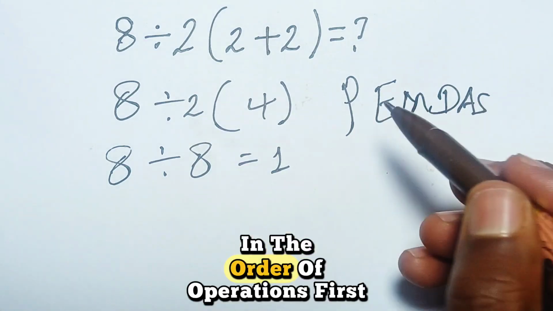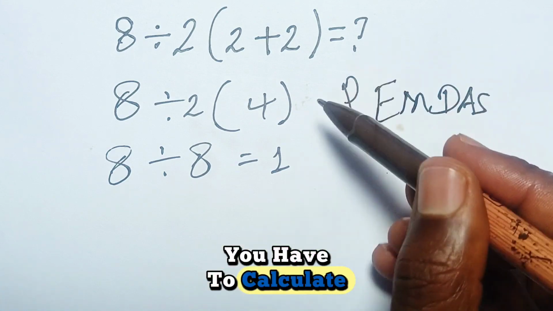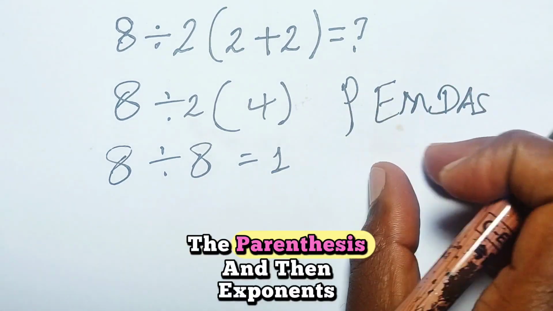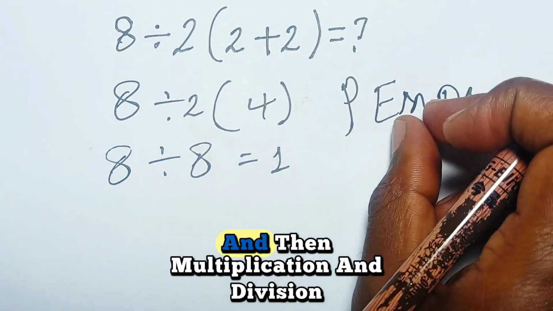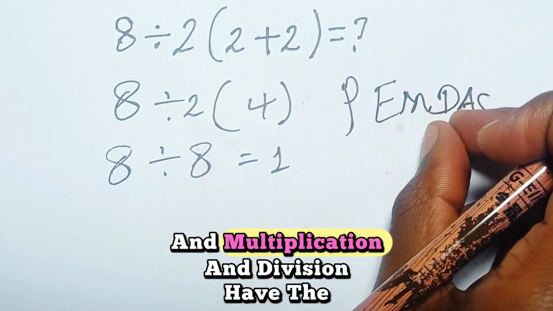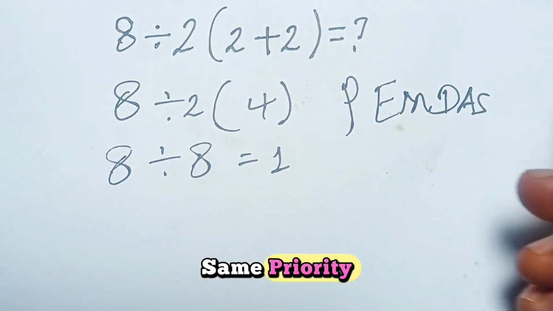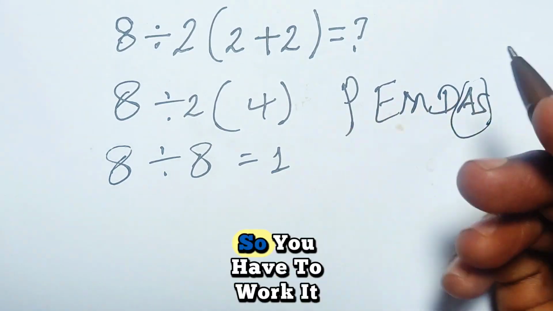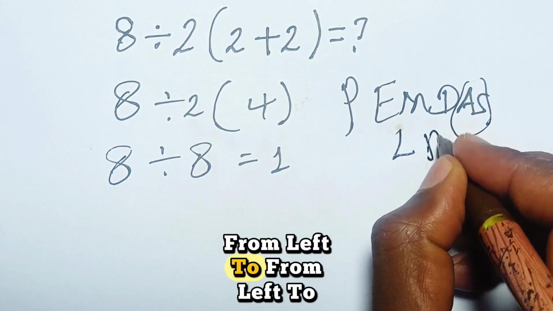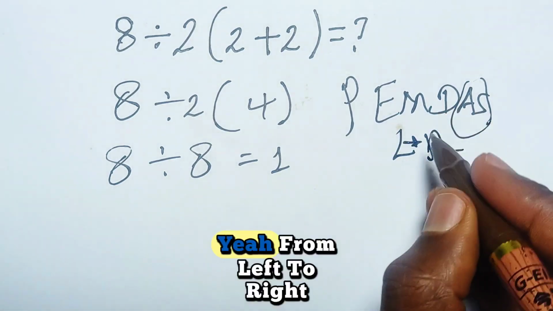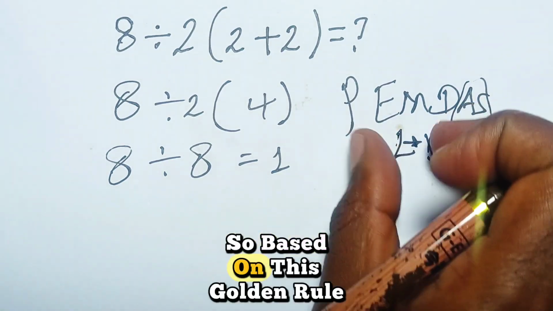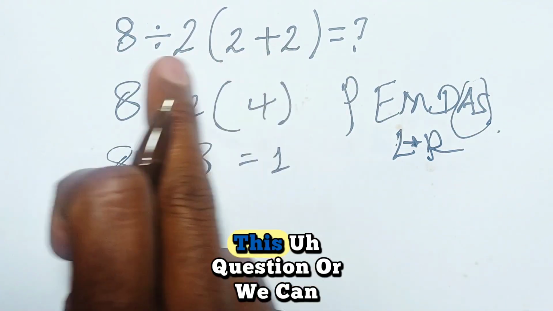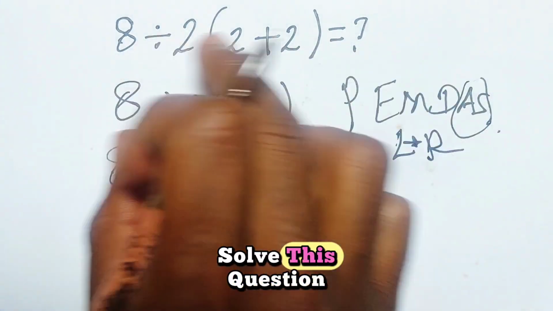So in the order of operations, first you have to calculate the expression inside the bracket, the parentheses, and then exponent, and then multiplication and division. And multiplication and division have the same priority, and addition and subtraction also have the same priority. So you have to work from left to right. So based on this golden rule, we can solve this question.